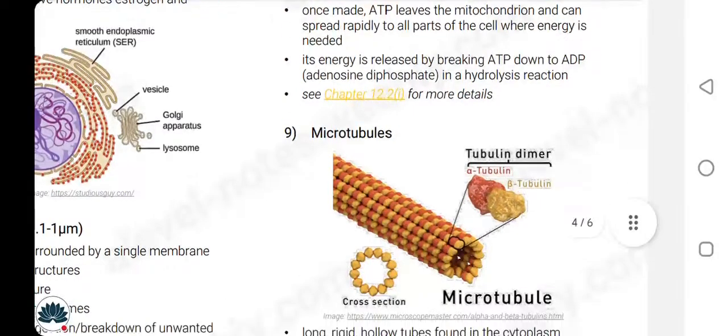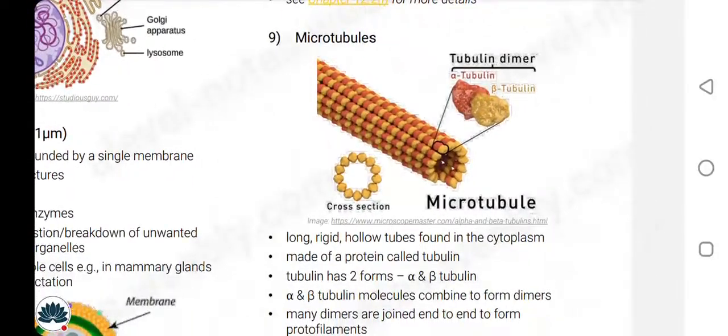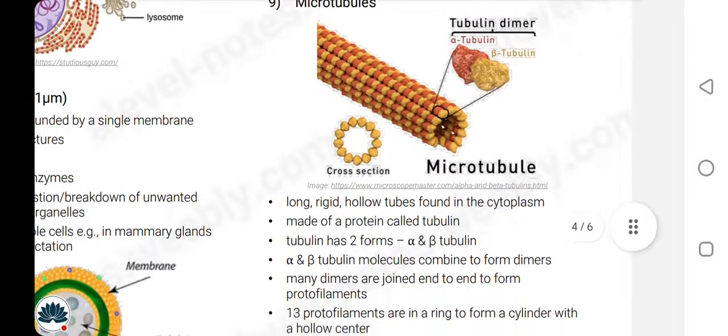Okay, and what is a microtubule? We have already discussed microtubules in chapter number 5 of the live stream. If you have not watched it yet, I request you to go and watch it so that it could be very helpful for you. We already have a detailed explanation about the microtubules. Okay, it is very essential for your mitosis. So the tubulin dimer is alpha tubulin and beta tubulin. Okay, and this is the cross section.